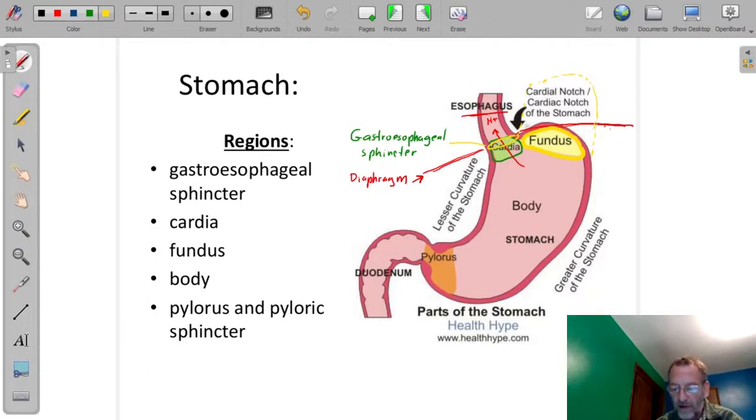And of course, the diaphragm still goes over the top of it. So all of the stomach, of course, is in the abdominal cavity. So at any rate, that's the fundus, which acts sort of as a storage spot. Then there's the body of the stomach and the pyloric region and the pyloric sphincter.